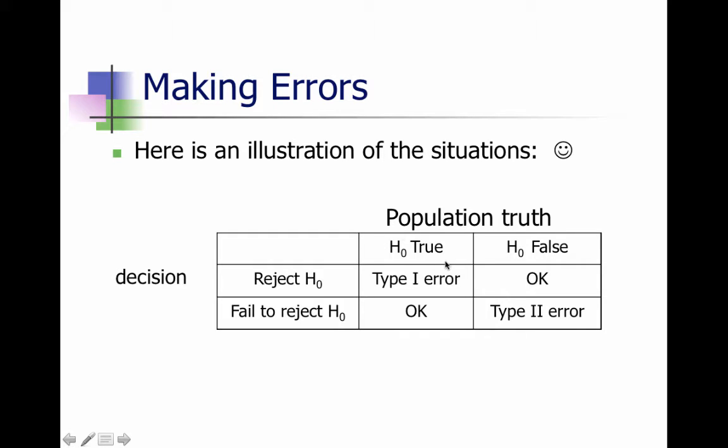So our null hypothesis is either true or false. If our null hypothesis is true and we reject it, we made a type 1 error. If we fail to reject it, we're good to go. If our null hypothesis is false and we reject it, we are okay. If our null hypothesis is false and we fail to reject it, we have made a type 2 error.